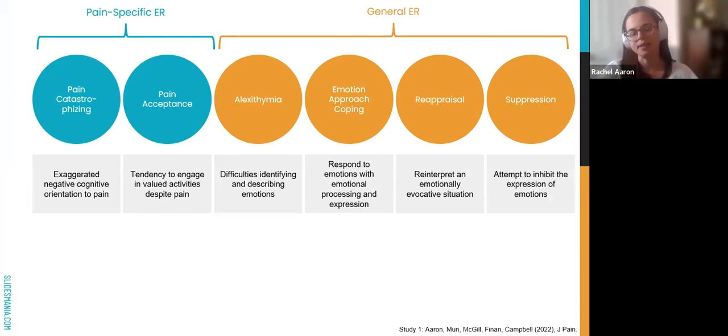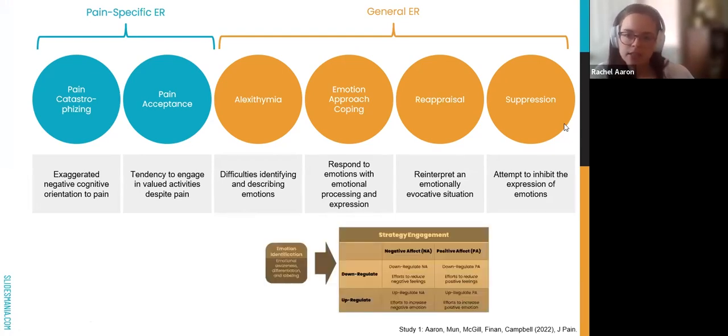All right, so we administered a large survey to all of these participants at each of our 4 time points. And what we did was include measures of pain-specific emotion regulation, so pain catastrophizing, pain acceptance. I think you're all familiar with that by now. And also a few measures of general emotion regulation. The selection of these measures was informed by our theoretical model.